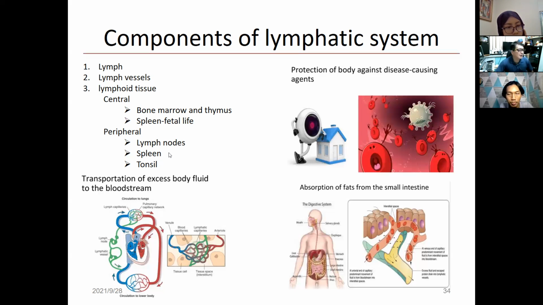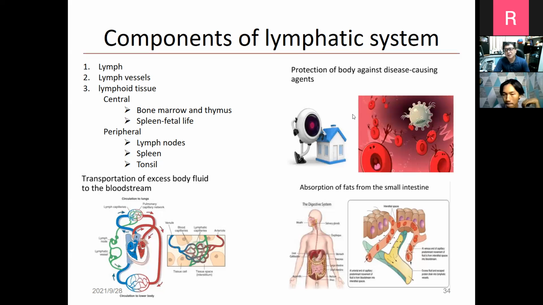And they have several functions. They can transport excess body fluid back to the bloodstream. We know that lymph nodes can drain a lot of body fluid into the lymphatic system, right? And if there is too much lymph in the lymphatic system, they are going to move some liquids into the bloodstream and maintain a balance, maintain the pressure.